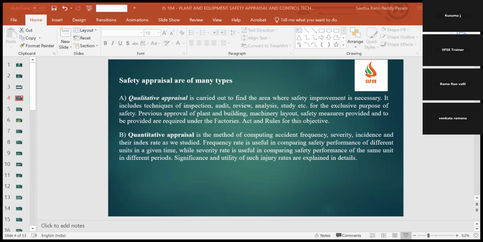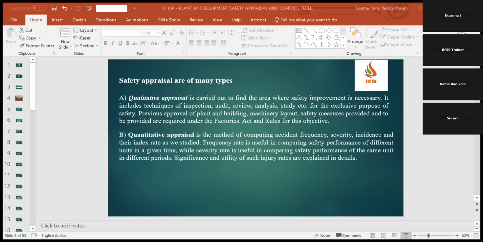Frequency rate will compare two different units or different departments. Severity rate can compare the same unit at different periods. Even the severity rate can be used for the same department for different periods. In 2024, how many incidents happened in maintenance? In 2025, how many accidents? In 2023, how many accidents? So this can be utilized. The significance and utility of such injury rates are explained in detail.